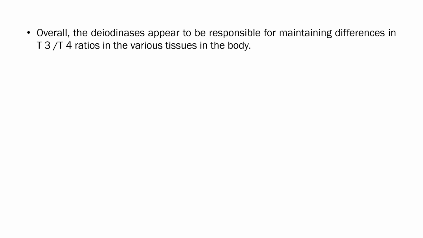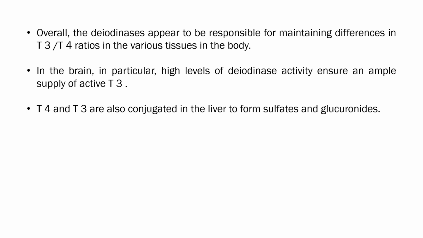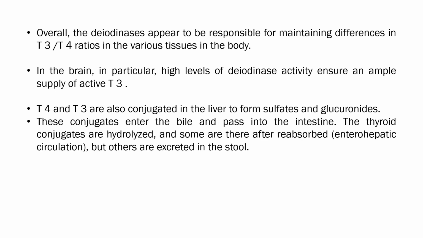Now overall, the deiodinases appear to be responsible for maintaining differences in T3 to T4 ratios in the various tissues in the body. In the brain, in particular, high levels of deiodinase activity ensure an ample supply of active T3. T4 and T3 are also conjugated in the liver to form sulfates and glucuronides. These conjugates enter the bile and pass into the intestine. The thyroid conjugates are hydrolyzed.